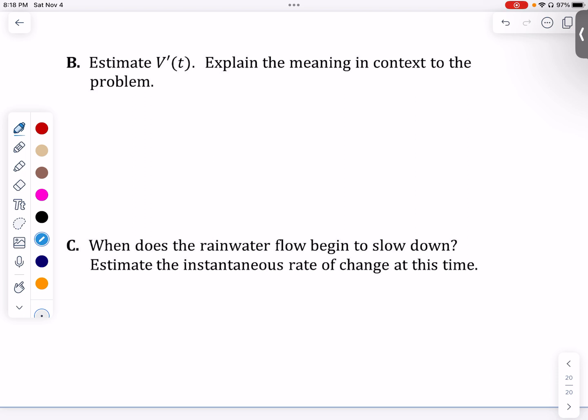Now, in order to estimate V prime of 2, we don't have a function, so you can't actually take the derivative. So think deeply. How do you estimate a derivative using a table? And then explain what it means. And lastly, for part C, when does the rainwater flow begin to slow down? Estimate the instantaneous rate of change at this time.